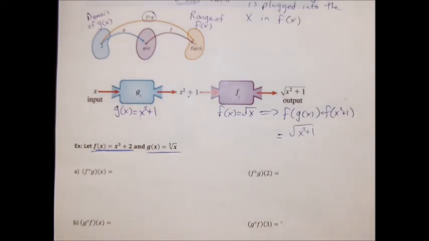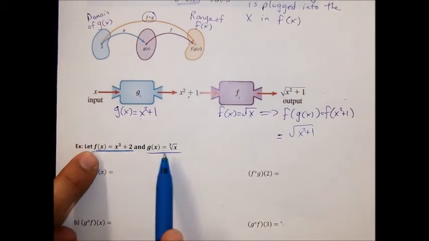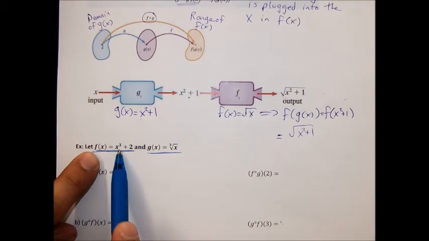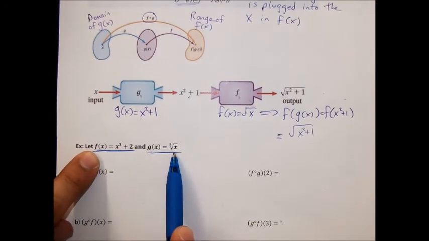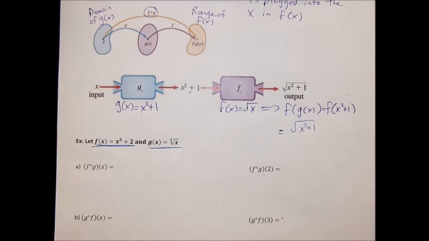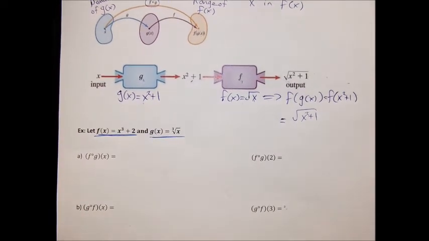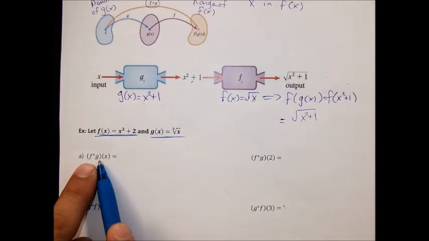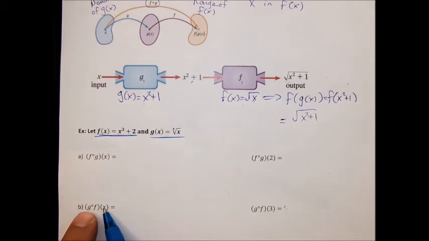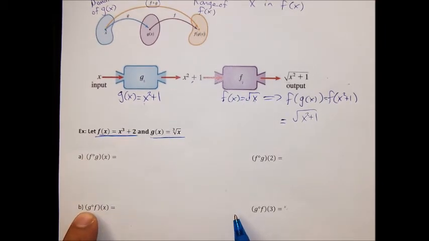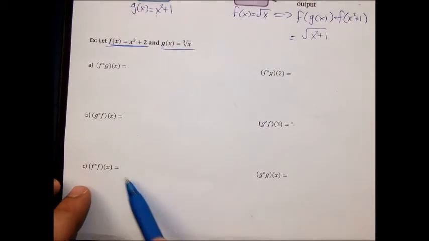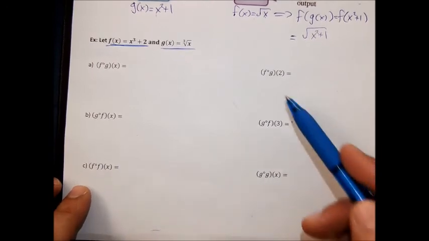Is this a little bit blurry? Let me see if I can fix this right now. All right, resume video. So I've got two functions. My f of x is x cubed plus 2, and my g of x is the cube root of x. And you can see what we're going to do here, is we're going to plug them into each other. We'll plug g into f, we'll plug f into g, and then we'll plug f into itself, we'll plug g into itself, and then we'll plug some numbers into there too.